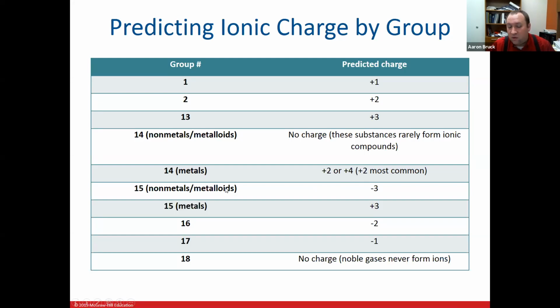For your nonmetals and metalloids in group 15, they tend to form -3 charges. The metals in group 15 tend to form +3 charges. And then we've got our oxygen group at -2 and our halogen group at -1, and the noble gases that don't ever form ions. And again, this stuff should already be on your periodic table. If it's not, make sure that you put it there, because that's the kind of information that is very quick to glance at and know exactly what it is that you're doing, as opposed to just trying to memorize everything and not consider the periodic trends at all.